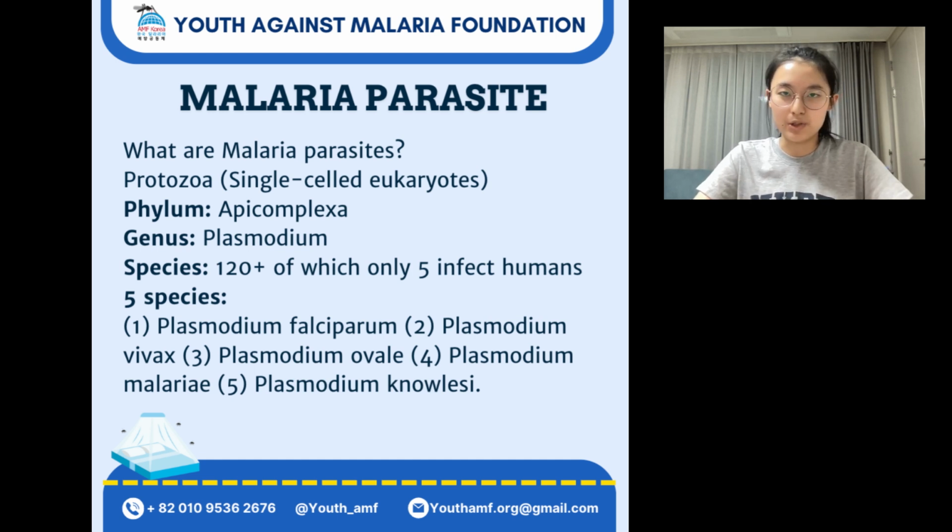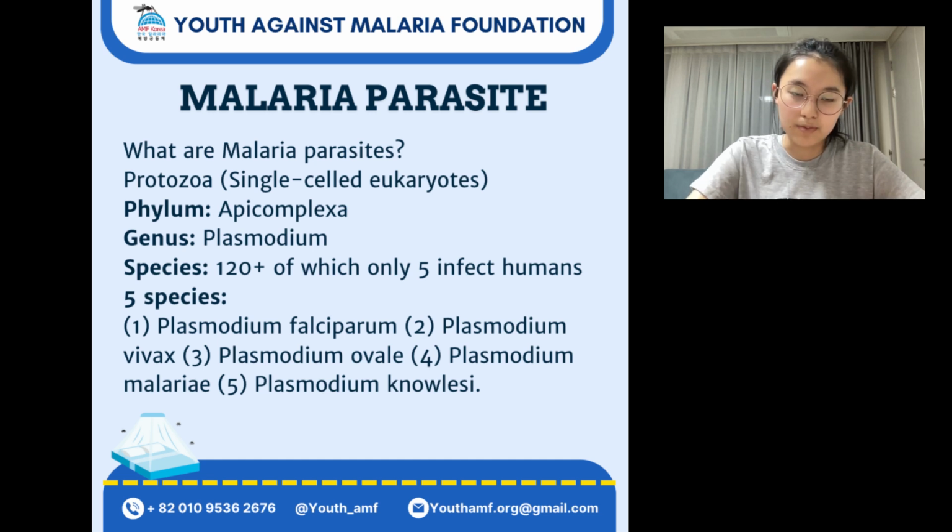Well, they're a type of protozoa, meaning that they're single-celled eukaryotes, and they're located under the phylum Apicomplexa. To be more specific, they're located under the genus Plasmodium, and under the genus Plasmodium we have over 120 species, but only 5 of them are known to infect humans. The 5 species are Plasmodium falciparum, Plasmodium vivax, Plasmodium ovale, Plasmodium malariae, and lastly, Plasmodium knowlesi.